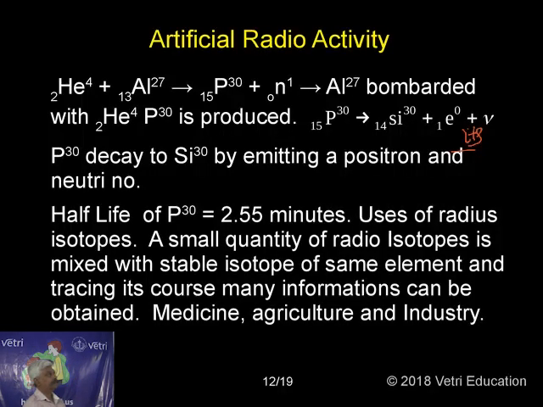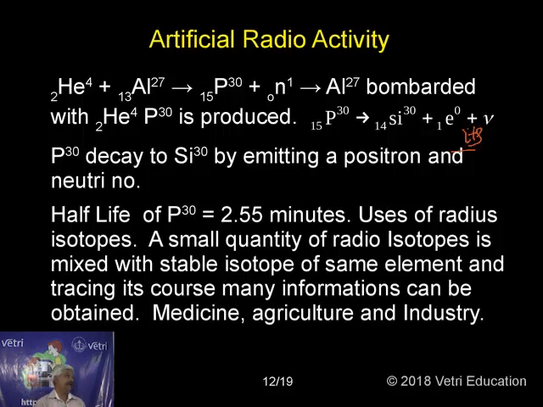Artificial radioactivity. What is natural radioactivity? Just now we have seen: the spontaneous emission of alpha, beta and gamma particles is called natural radioactivity. For artificial radioactivity, I already told you that some lighter elements may not be radioactive. We can make them radioactive by the bombardment of any charged particle.